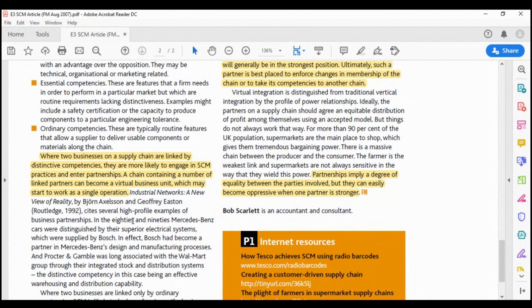So what the article is arguing is that where two business owners supply distinctive competencies, they are more likely to engage in supply chain management practices and, as we said, enter the partnership type of supply chain. And a chain containing a number of linked partners can become a virtual business unit, which may start to work as a single operation. And that is really the ultimate position that a supply chain would like to be in.